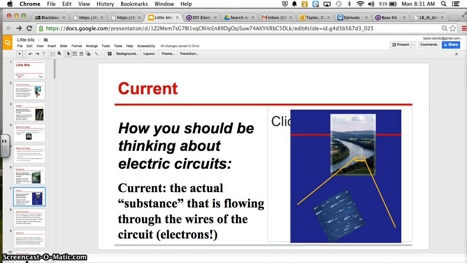Third is current. Current is the actual substance that is flowing through the wires of a circuit: electrons, which are negatively charged subparticles that are in atoms. So we have, as we stated, voltage, which is a push, resistance, which is holding it back, slowing it down, and the third is current, which is the actual substance.